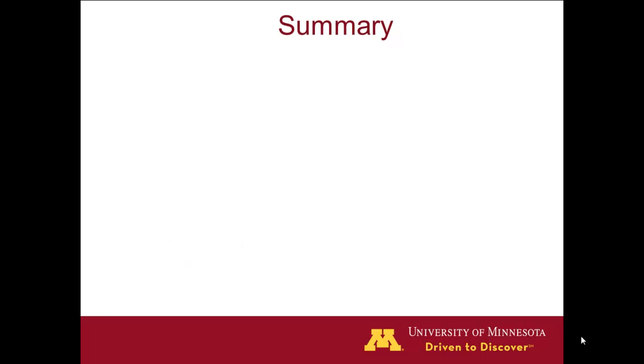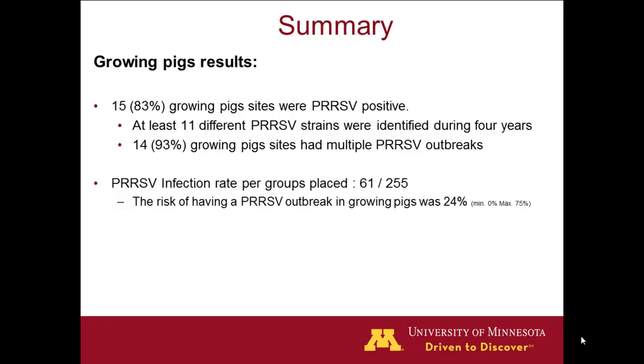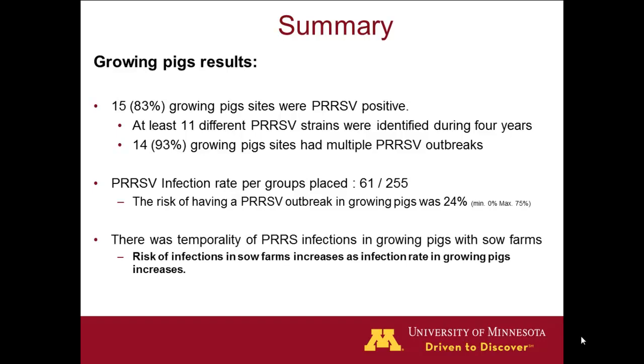On the growing pigs, the summary of this analysis: 83% of the growing pig sites were positive, and they found at least 11 different PRRS strains during these 4 years. And 93% of the growing pig sites had multiple PRRS outbreaks. The infection rate per group place was 61 outbreaks out of 255. In other words, the risk of having PRRS outbreaks in growing pigs was 24% in this particular system. And when we see the chart about the weekly prevalence, there was a temporality of PRRS infection in growing pigs with sow farms. That means there is a significant association between these 2 variables, or in other words, the risk of infection in sow farms increases as the infection rate in growing pigs increases as well.